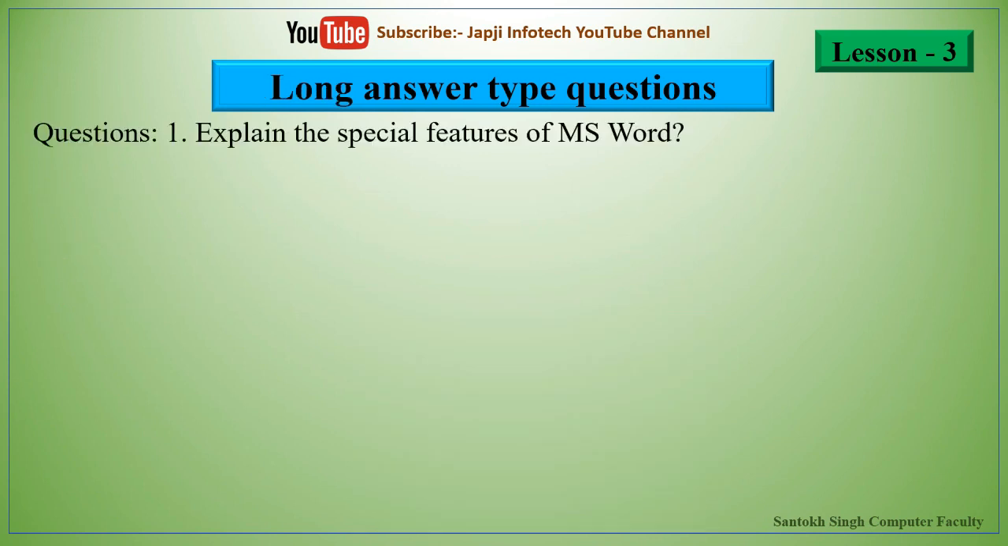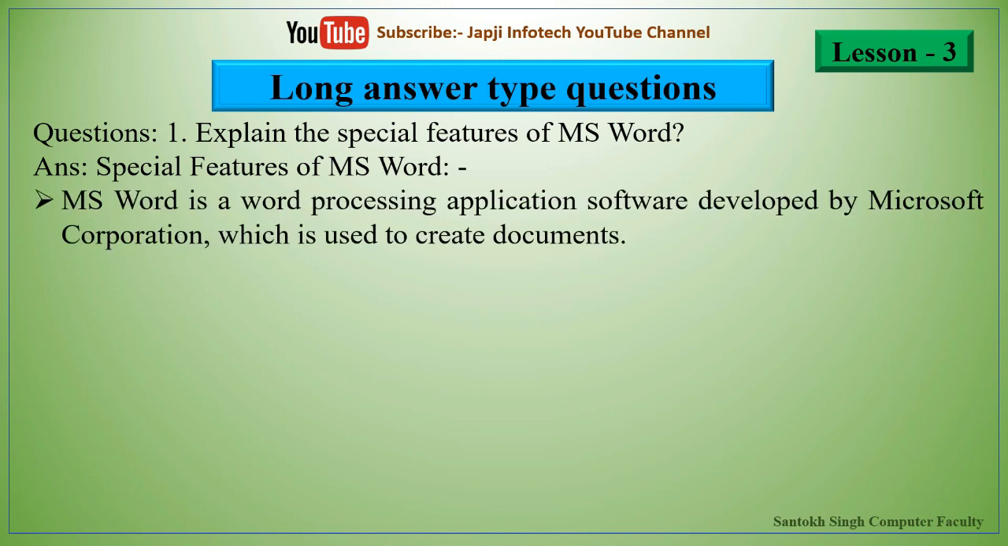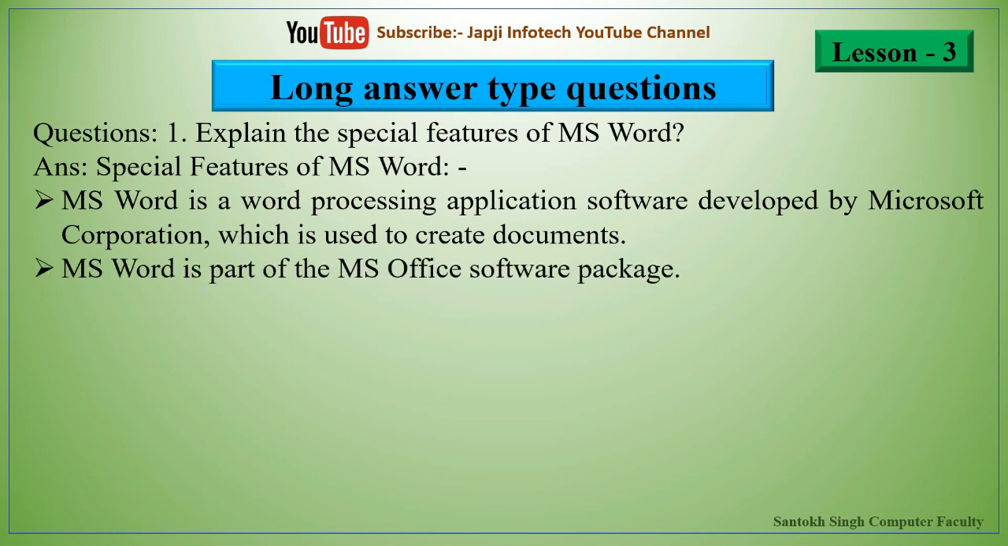So now we will learn about long answer type question. So our first question is explain the special feature of MS Word. So special features of MS Word are: the first one is MS Word is a word processing application software developed by Microsoft Corporation, which is used to create documents. MS Word is part of the MS Office software package.